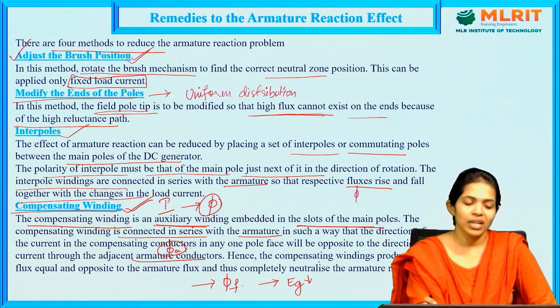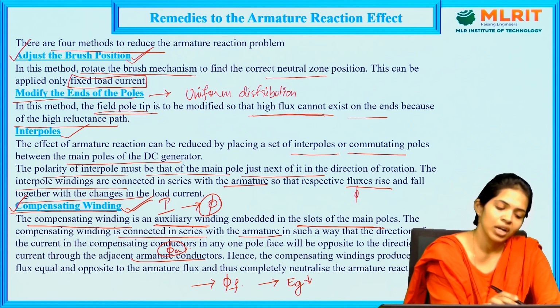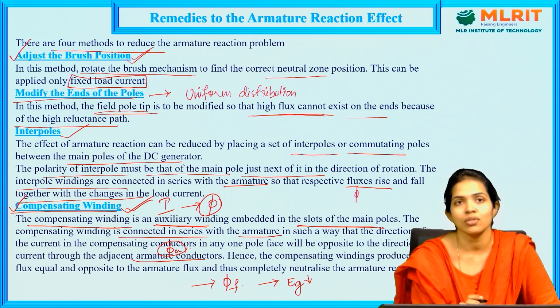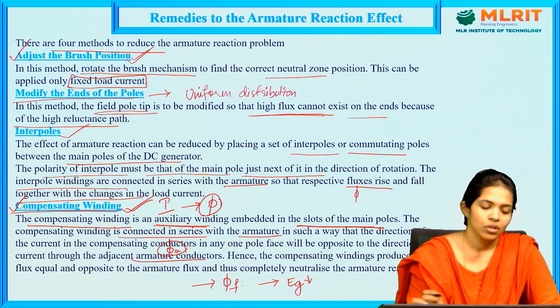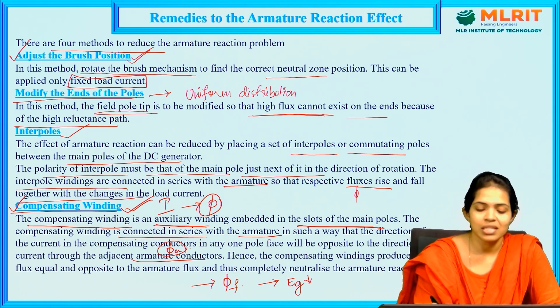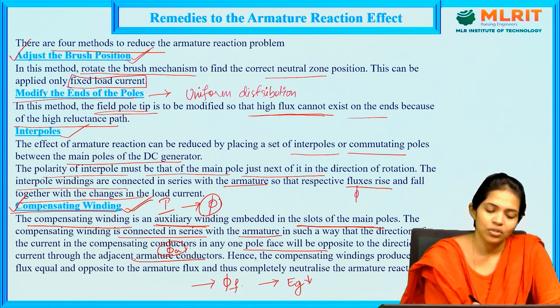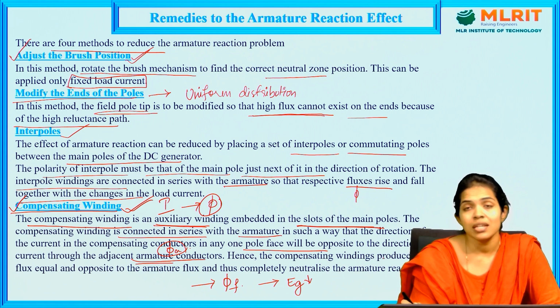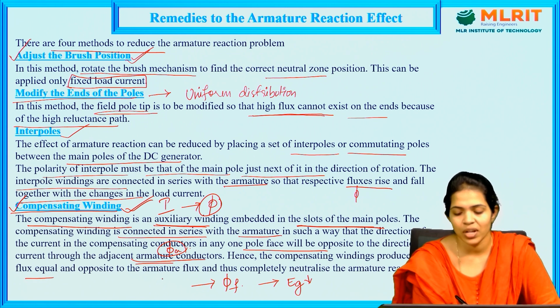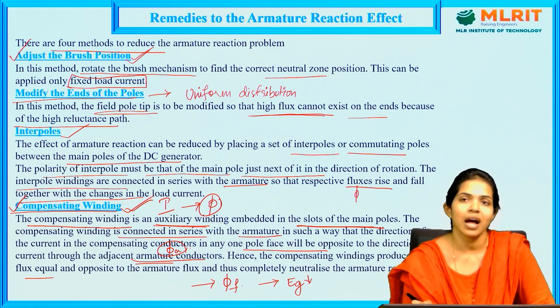That is why we place one more technique called the compensating winding, an auxiliary winding embedded in the slots of the main poles and connected in series with the armature in such a way that its current direction is opposite to the direction of current through the armature conductors. Hence, the compensating winding produces a flux which is equal and opposite to the armature flux, and thus it will neutralize the armature reaction.